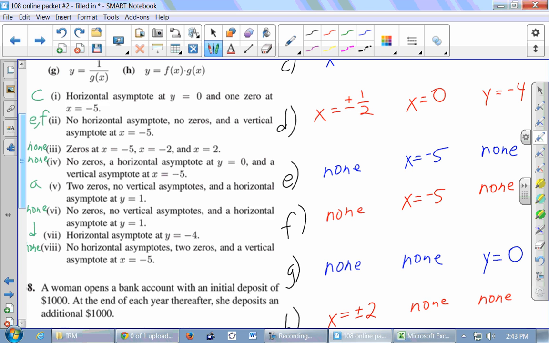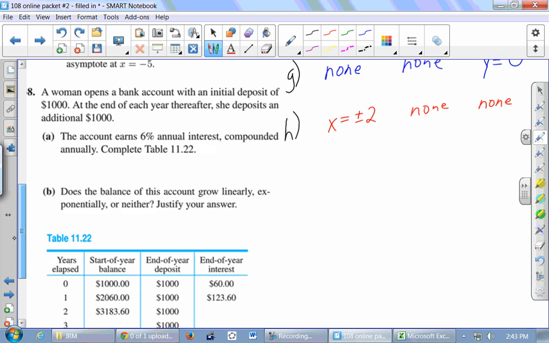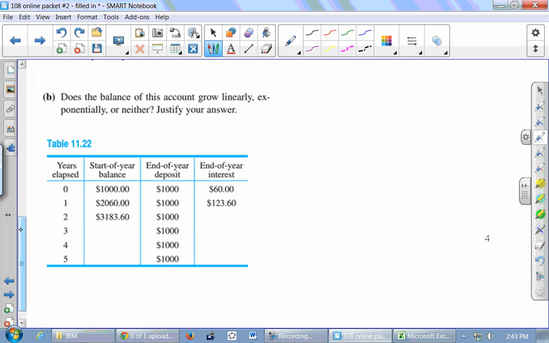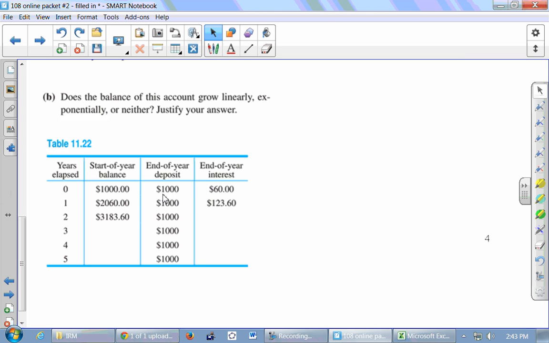All right, moving on to number 38. A woman opens a bank account with an initial deposit of $1,000. At the end of each year thereafter, she deposits an additional $1,000. The account earns 6% annual interest compounded annually. Complete table 1122.